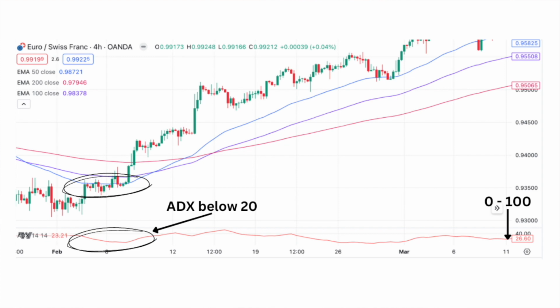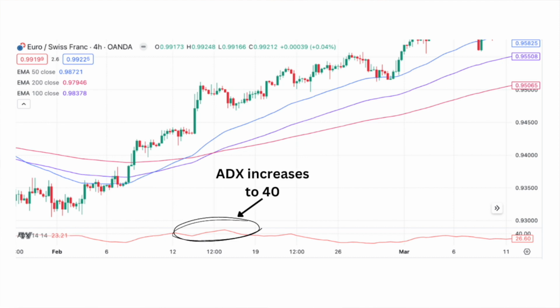This is the Euro Swiss franc chart, and it is the 4-hourly chart. And as you can see, the ADX lingered below 20 from around the 6th until the 10th of Feb. The ADX is this red line below the chart, and it ranges from 0 to 100 on the side of the chart. So this means that the Euro Swiss franc was stuck in a range during that time.